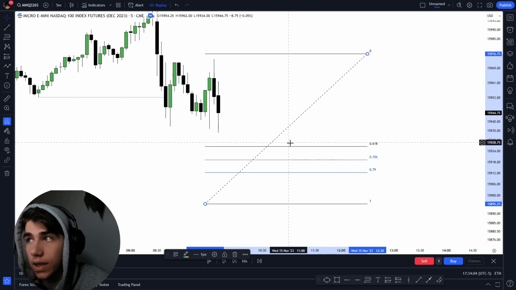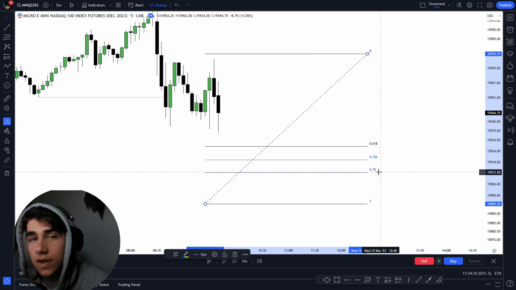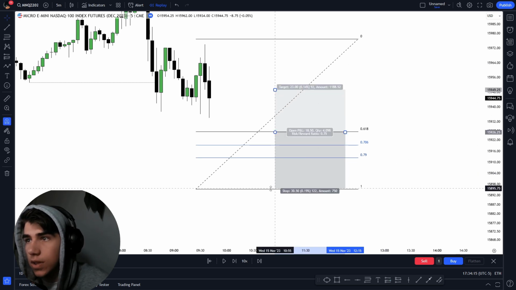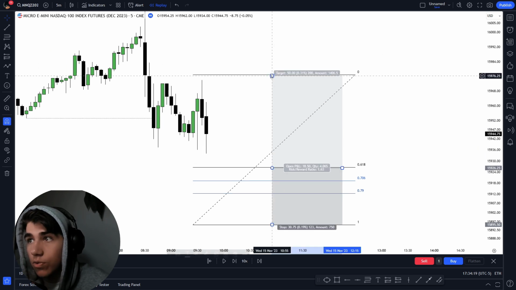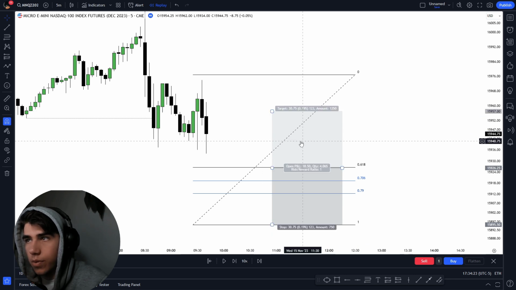And then you wait for price to return back into this zone right here, right? The 0.6, 0.7, and 0.79, okay? And then you would place your P&L tool like this, okay, every single time, and you move your stops to break even at the 1 to 1, okay?